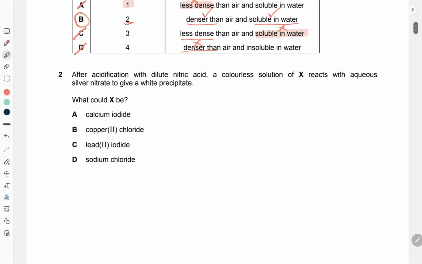Question number 2. After acidification with dilute nitric acid, a colorless solution of X reacts with aqueous silver nitrate to give a white precipitate. So first we do the acidification, then add silver nitrate to a solution of X, and the solution of X is colorless. This is important because colorless solutions are formed by metals of group 1 and group 2. Okay, then it reacts with silver nitrate.